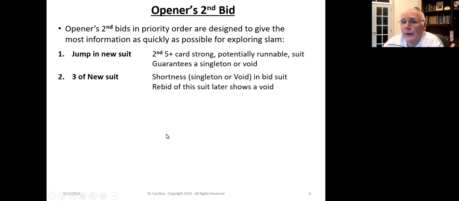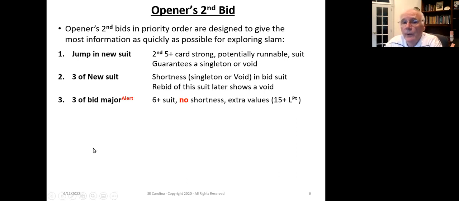The second priority is to show shortness. You do this by bidding 3 of a new suit, and the shortness is the singleton or void. So that gives the responder information immediately where they can look to say, hey, my partner's got a singleton or a void in clubs, and it fits well with my hand or it doesn't fit well with my hand.